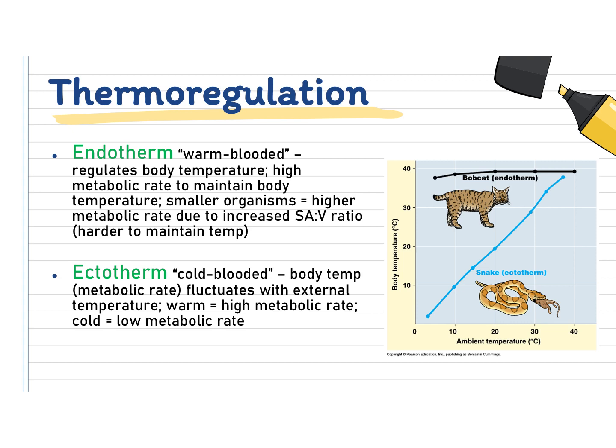So you're able to maintain a stable internal temperature without any outside impact. So this is a bobcat. You see his temperature is pretty stable. An ectotherm, or what you heard of as cold-blooded.